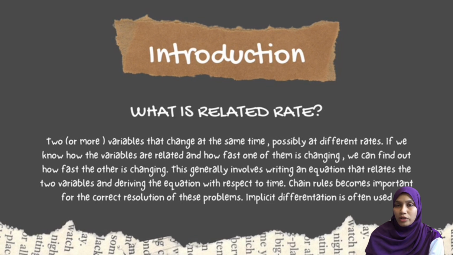What is related rate? Related rate is two or more variables that change at the same time, possibly at different rates. If we know how the variables are related and how fast one of them is changing, we can find out how fast the other is changing. This generally involves writing an equation that relates the two variables and deriving the equation with respect to time. Chain rules become important for the correct resolution of this problem. Implicit differentiation is often used.